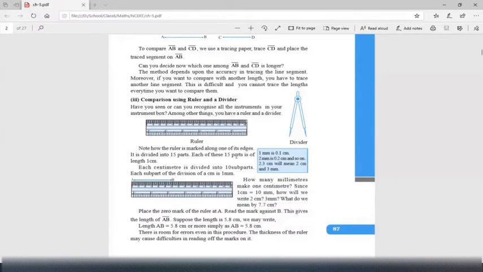Each of these 15 parts is of length 1 centimeter. Each centimeter is divided into 10 subparts. Each subpart of the division of a centimeter is 1 millimeter. So a centimeter is divided into 10 subparts and each of these subparts is 1 millimeter. How many millimeters make 1 centimeter? We know 10, since 1 centimeter equals 10 mm. How will we write 2 centimeter 3 mm? What do we mean by 7.7 centimeter? 7.7 centimeter means 7 centimeter and 7 millimeter or 77 millimeter.